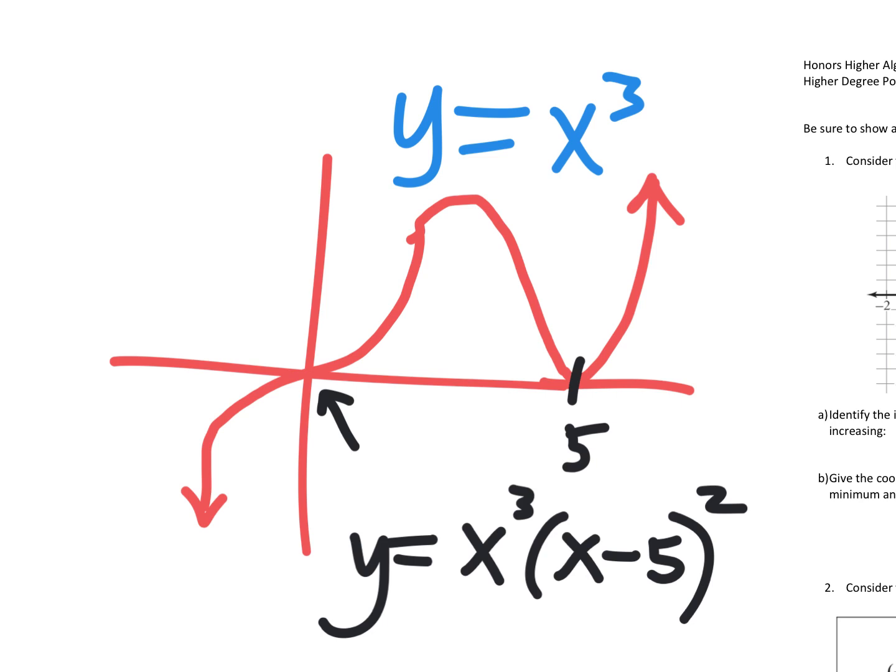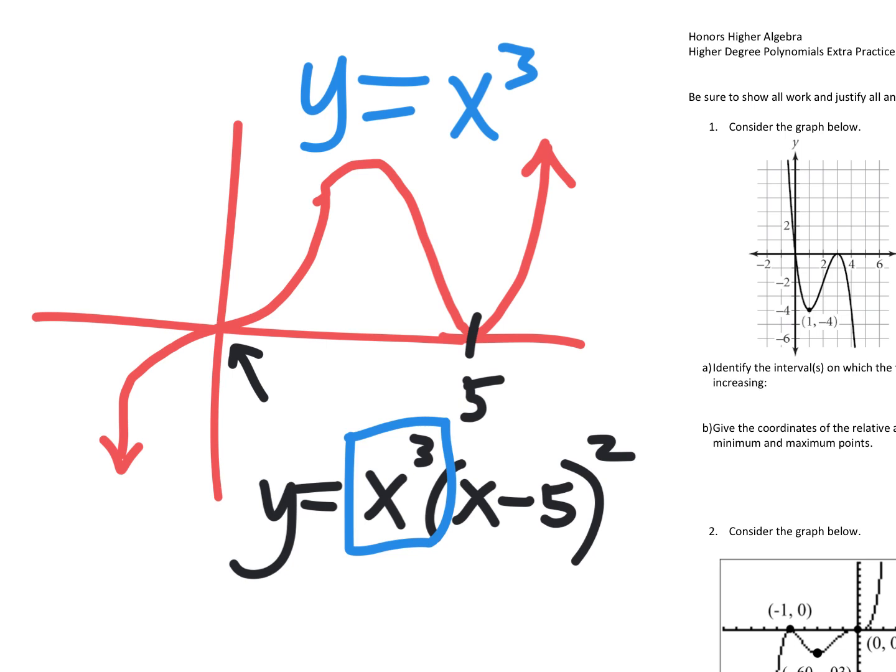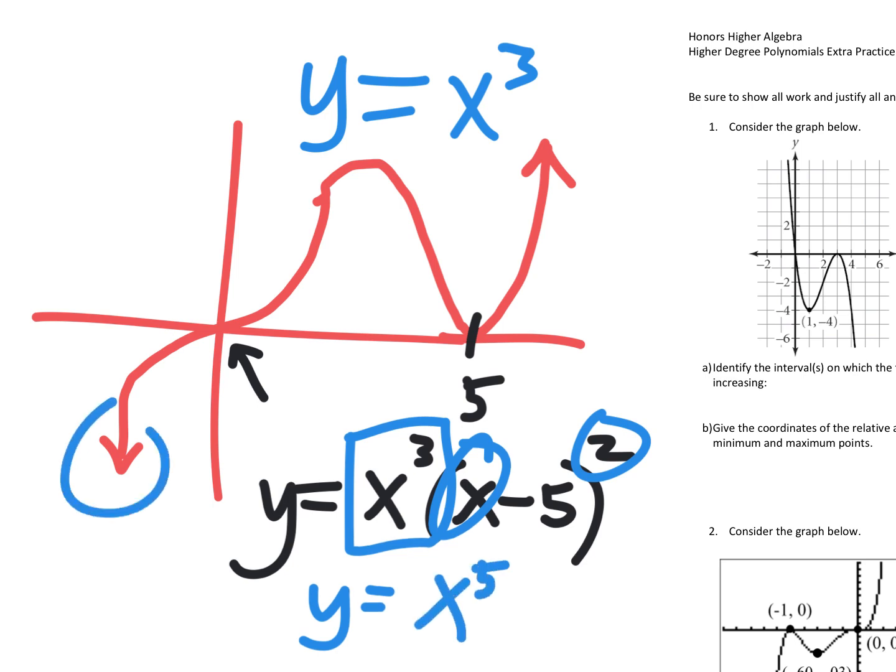Okay? How about this? If I asked you what the lead term of this thing was, you would not pick this. You would have to combine it with this and this. And what would the lead term be if you imagined that you multiplied it all the way out? Do you agree it'd be x to the fifth? Yep. And does that make sense since one end is up and one end is down? Okay, cool.